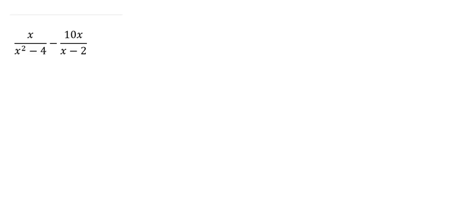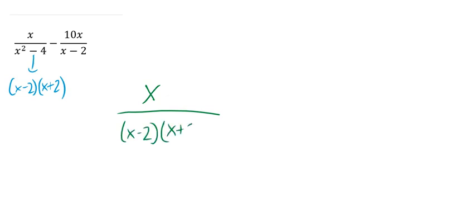Last one. I promise this is the last one. Okay, I have x over x squared minus 4. X squared minus 4, that's like x minus 2, x plus 2, because it's a difference of squares. So I have x over x minus 2, x plus 2, minus 10x over x minus 2.